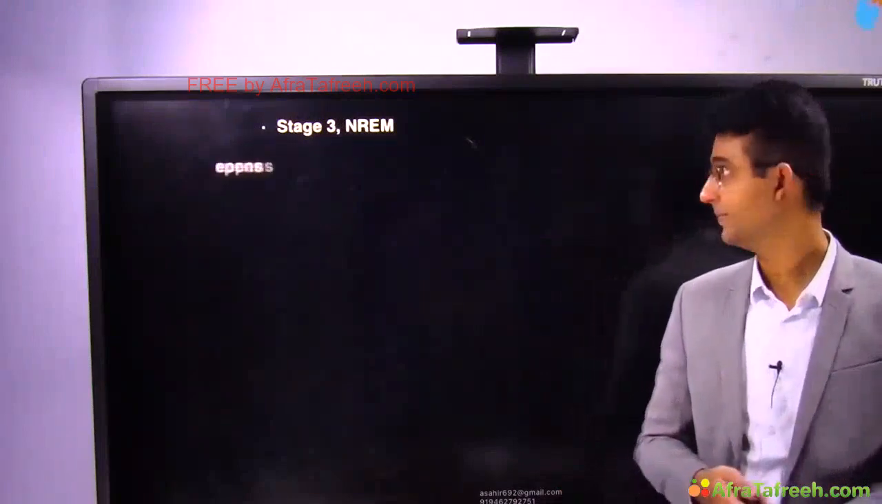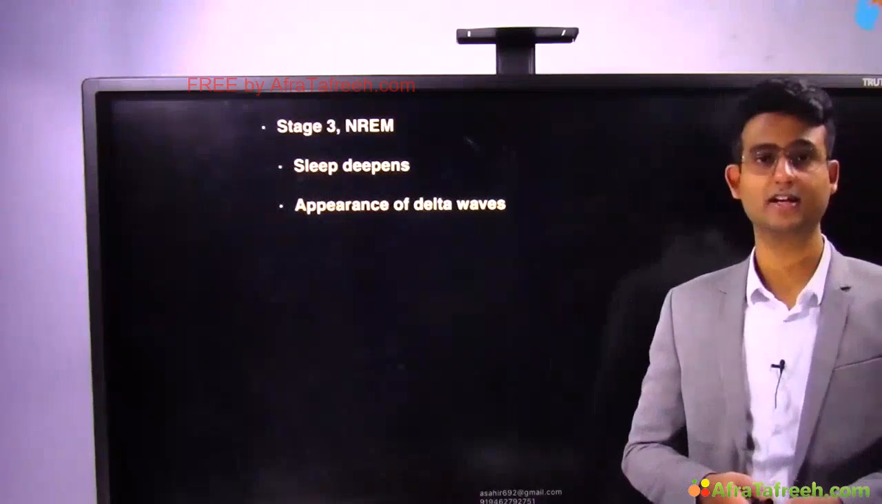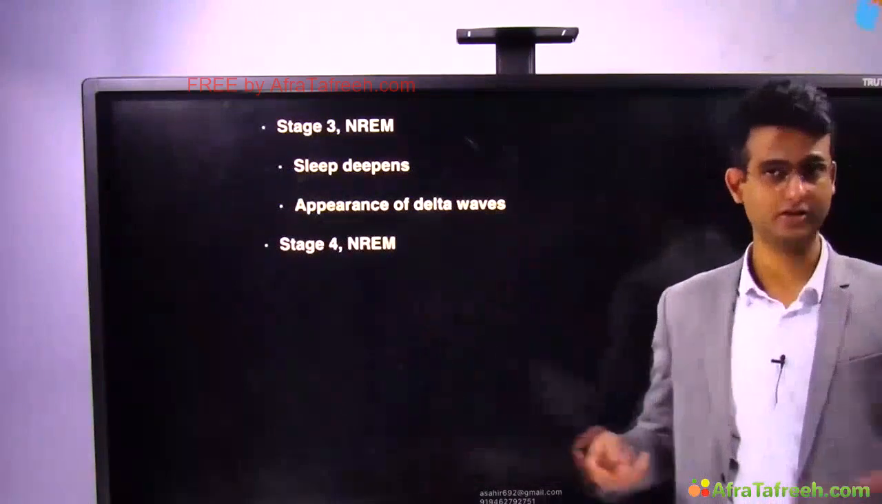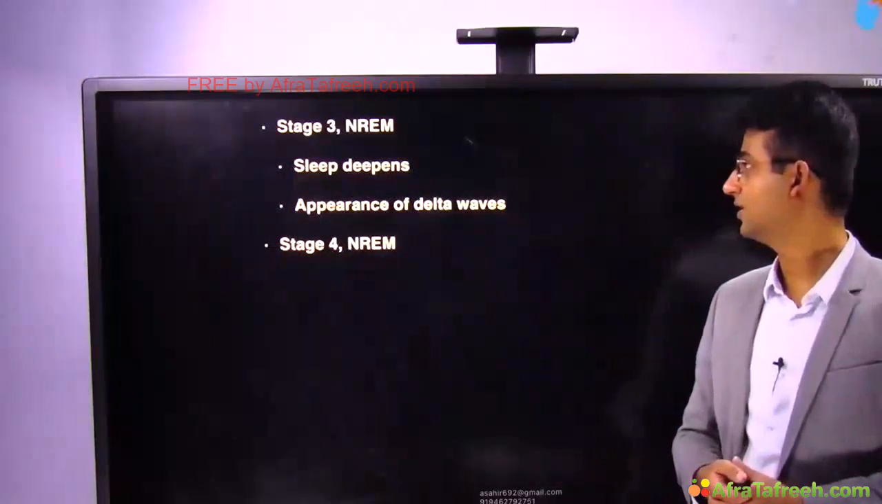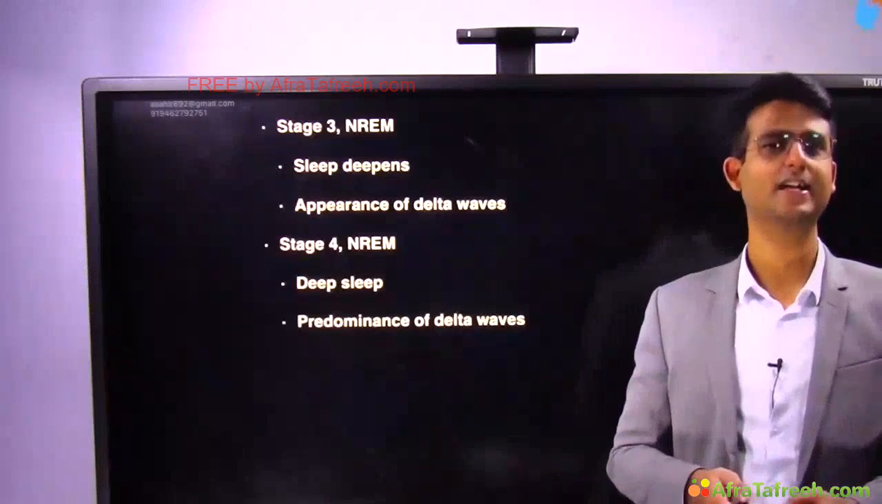And in NREM 3, basically the delta waves start to show up. The sleep deepens, it is difficult to awaken a person from NREM 3. And finally, the person goes into stage 4, which is the deepest, difficult to awaken the person, and the delta waves become prominent. All right, so these are the four stages of NREM sleep.